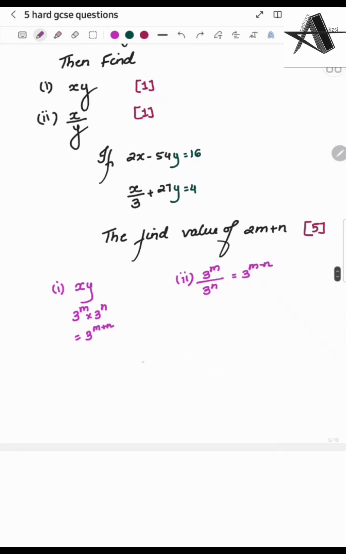So this simultaneous equation is 2x minus 54y is equal to 16 and x over 3 plus 27y is equal to 4. We just need to make the coefficient of any one the same, and the best is to make y the same, it's much easier. So multiply it with 2. If I am multiplying y with 2, I need to multiply every term of the second equation by 2. This is the basic rule of mathematics. We have to maintain a balance. Multiplying it with 2, multiplying it with 2.